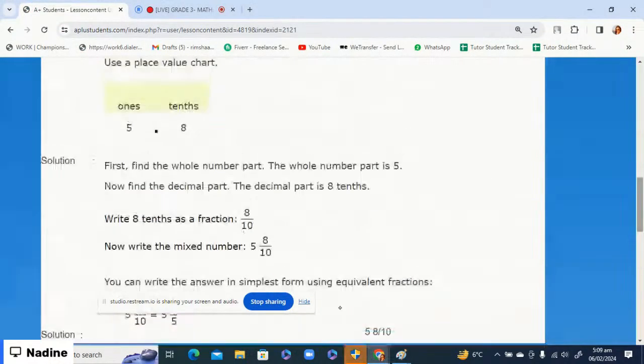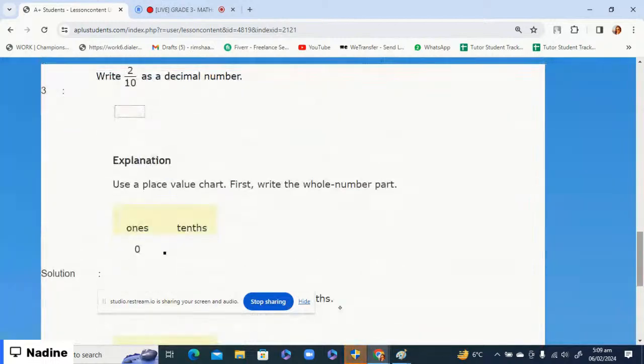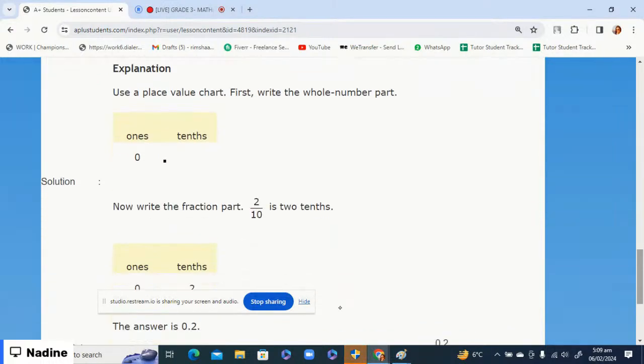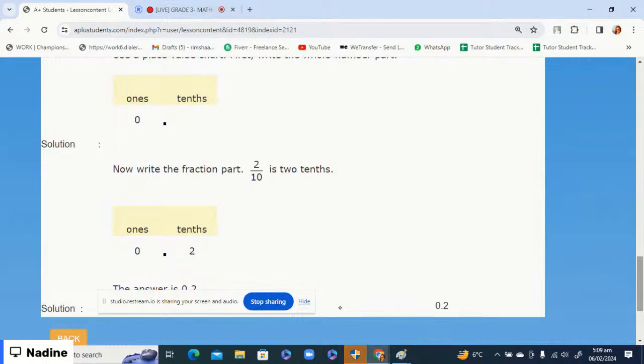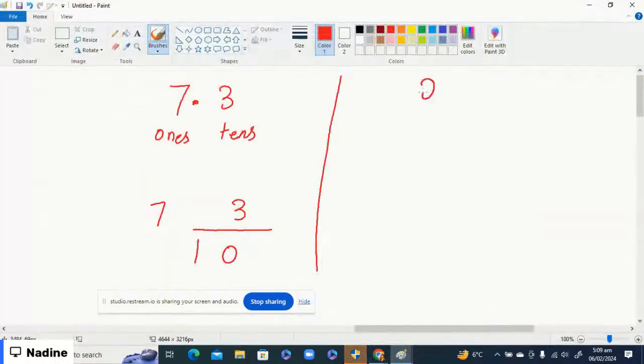This is basically converting mixed numbers. Now if we have a question this way, write 2 by 10 as a decimal number. Okay, now we're going to write 2 by 10 as a decimal number. As we know, in 2 by 10, 10 is the tens place. So how can we write it down? Look here, 2 by 10 as a decimal number.